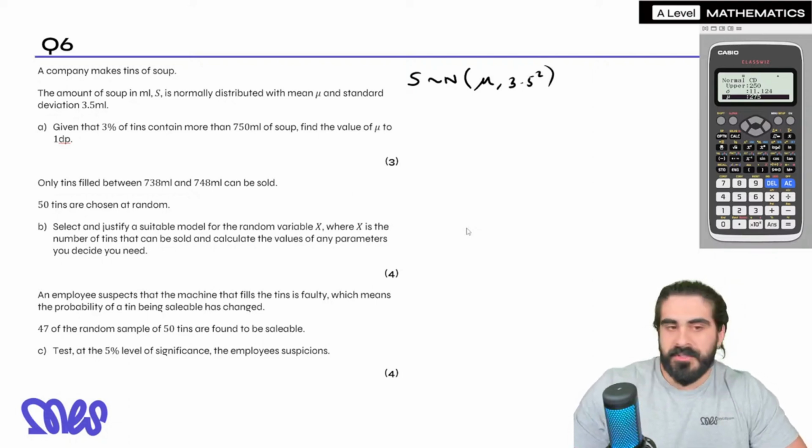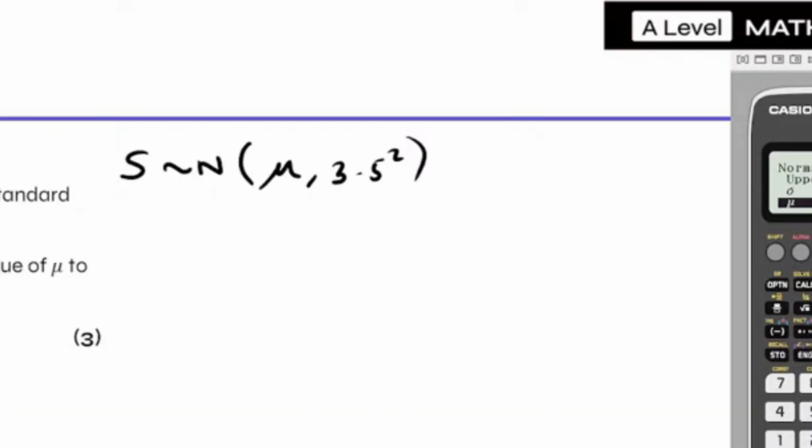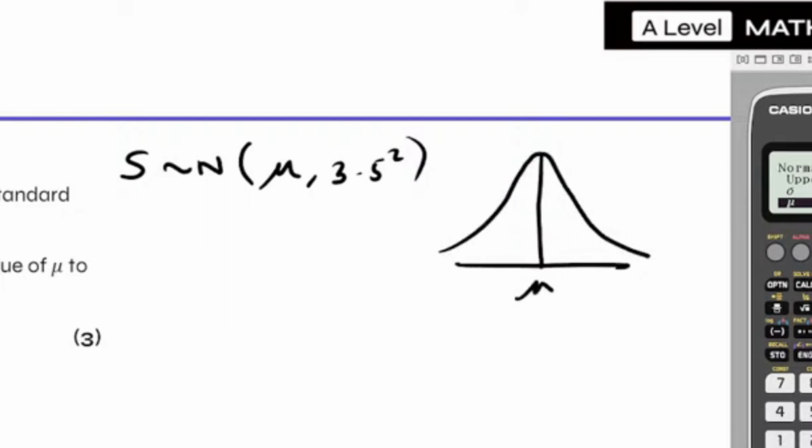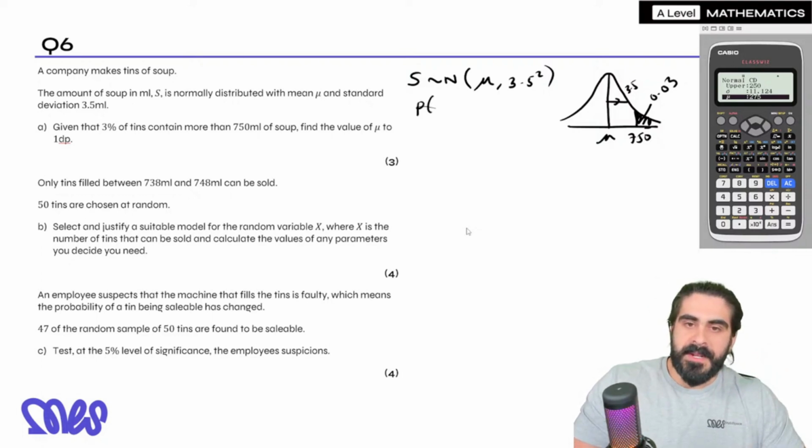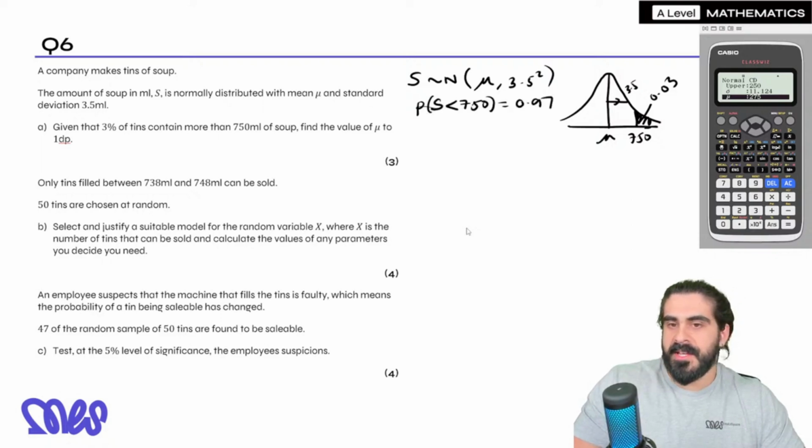So what would you guys recommend I do for something like this? We draw a diagram, yeah? So we are going to have to convert, but we should just do a diagram just to double check. So we have mu, we have the standard deviation of 3.5. Now it's saying 750, more than that is 0.03. Now in order for us to use the inverse normal, we need to write a cumulative statement. Cumulative meaning less than 750. So the probability that S is less than 750 is actually 0.97.